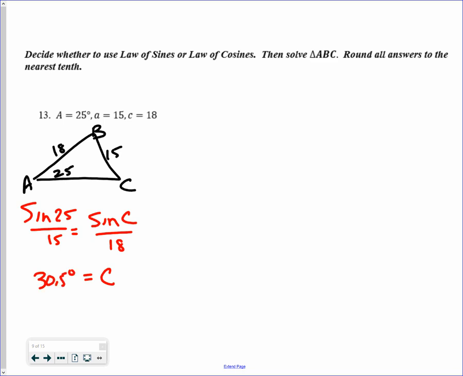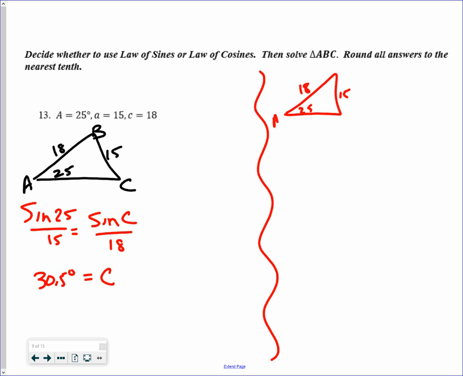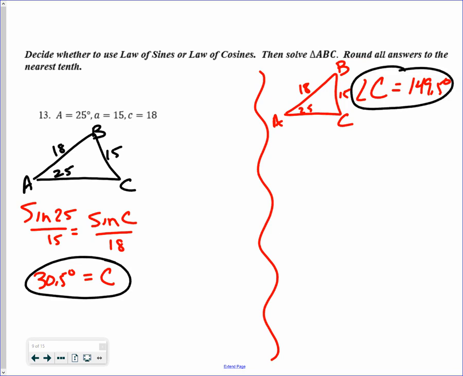So hold on. That means there is an entirely second triangle, and I'm going to draw the picture over here that has the exact same situation, 25, 15, 18, A, B, and C, in which C is the supplement now. So angle C in the second triangle would be 149.5 degrees. So now I'm going to do these totally separate. So I've got angle C over here as 30.5 and angle C over here as 149.5. So the angle B on the left-hand side here, angle B would then be 124.5.